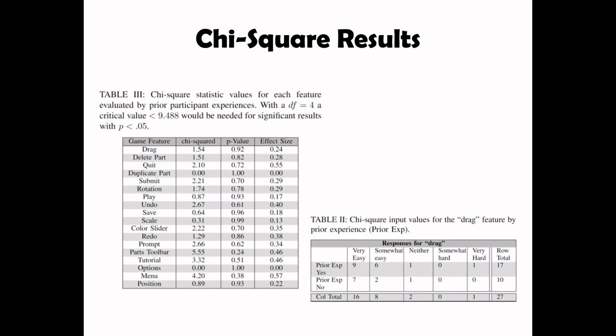Here are chi-squared results and setup. Bottom right is the setup for each feature we performed for this chi-squared test, and on the left is the data for each of these.